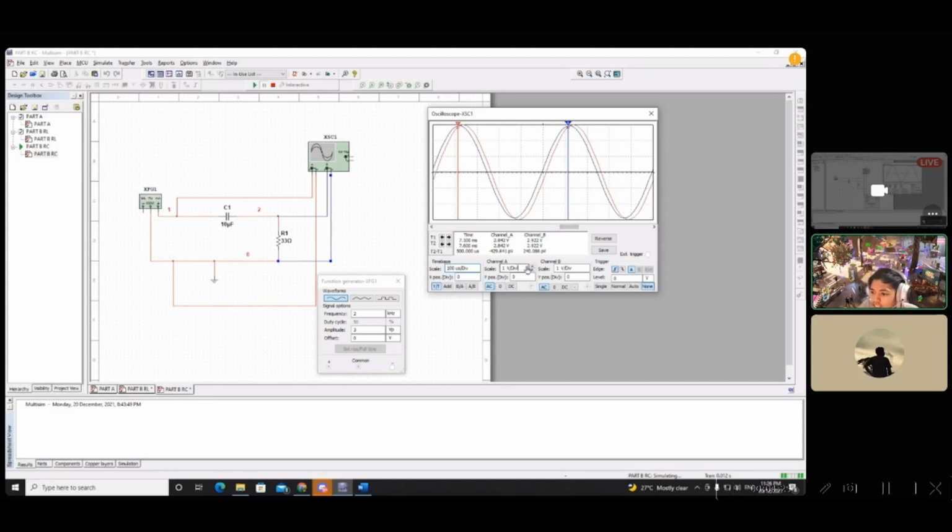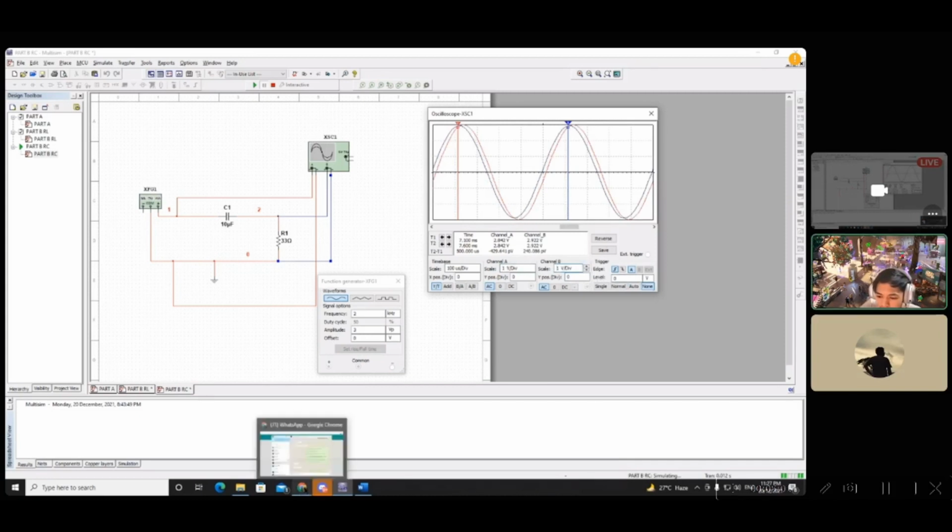For channel A, we set the amplitude for channel A only. Channel A is the red one. So if we change it here, the red one will change. We need to increase it until it gets a nice place. Same as channel B, it will change the blue line, which is the output. Okay, that's how you use the oscilloscope.